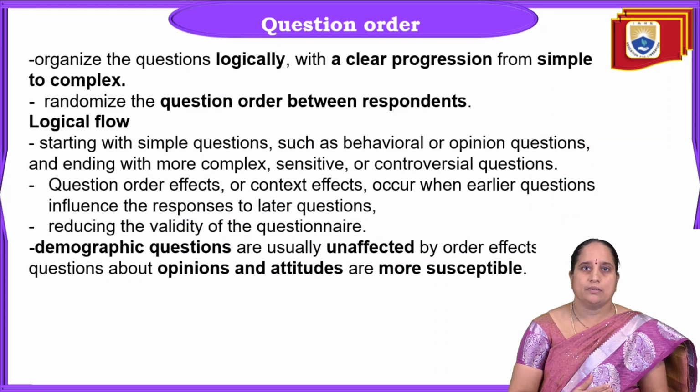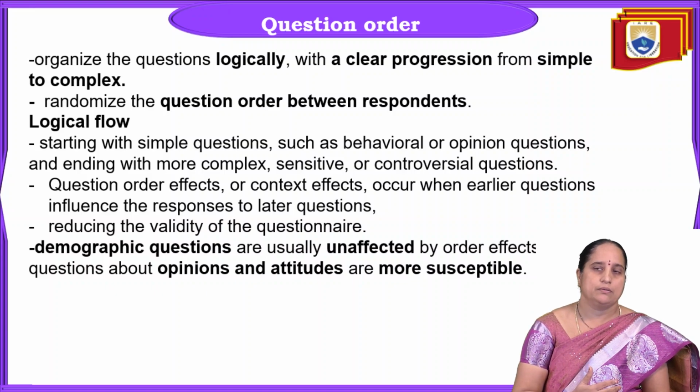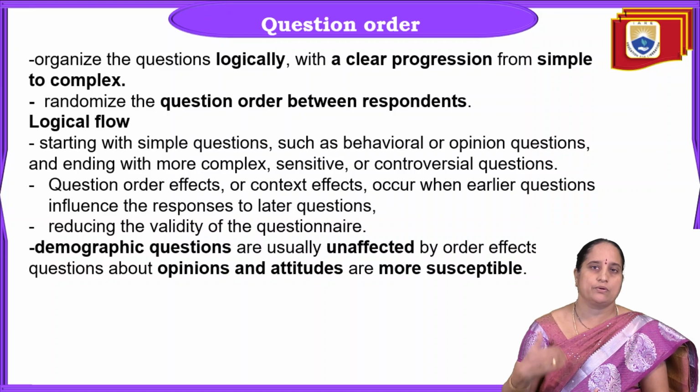And question order is also very important in social science research. Whenever you are going to construct any questionnaire, the questions should be organized logically with a clear progression from simple to complex. So at a time, you should not directly go to the point. Initially, we have to ask the simple questions. Thereafter, you can pose complex questions. Randomize the question order between respondents. There should be a logical flow.